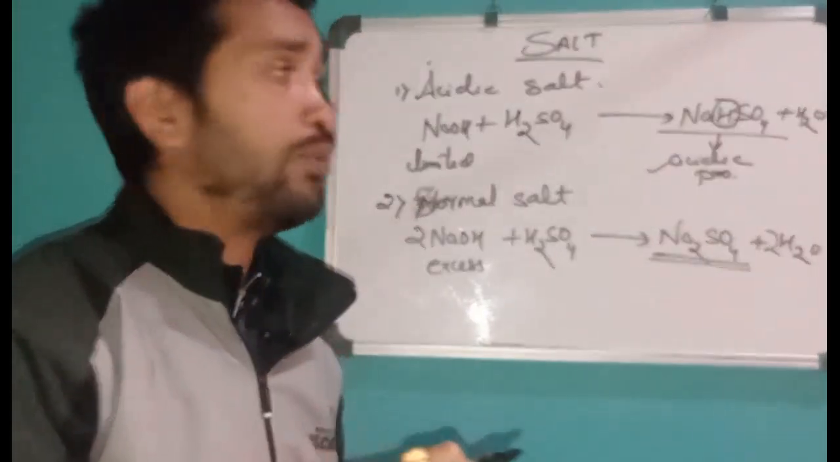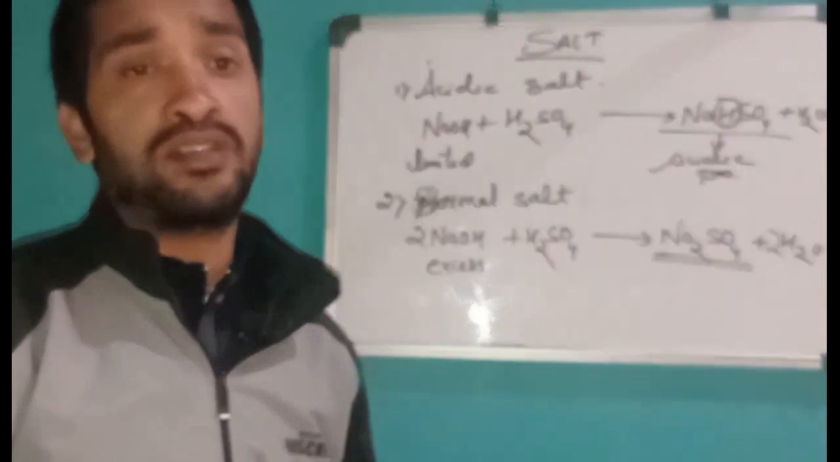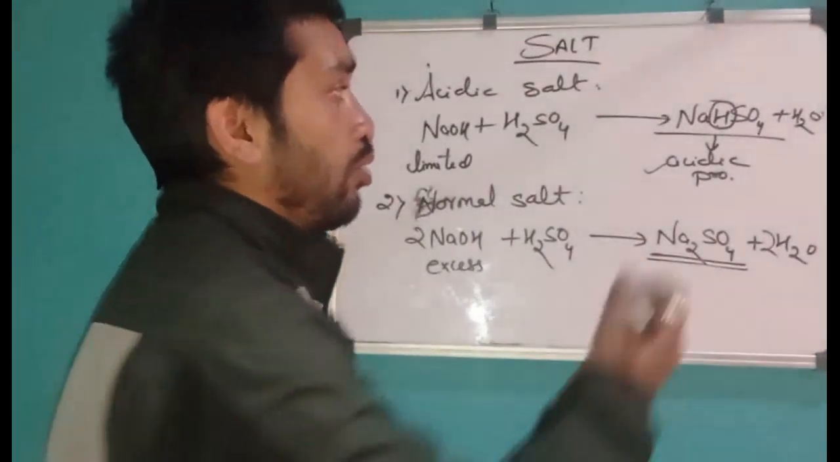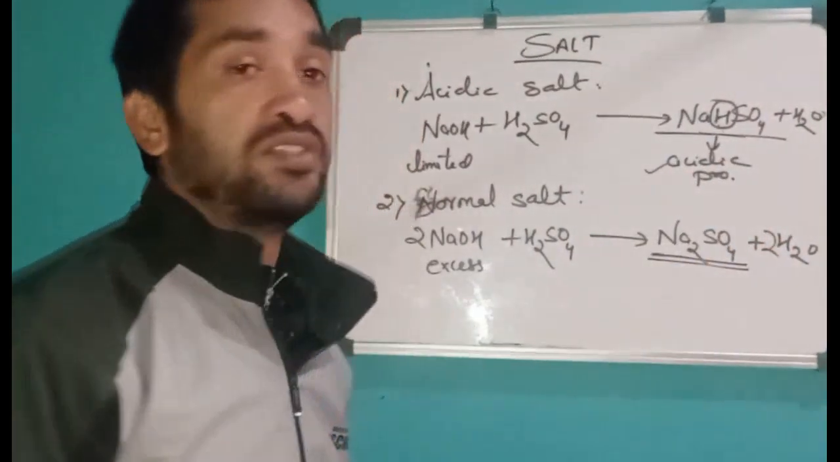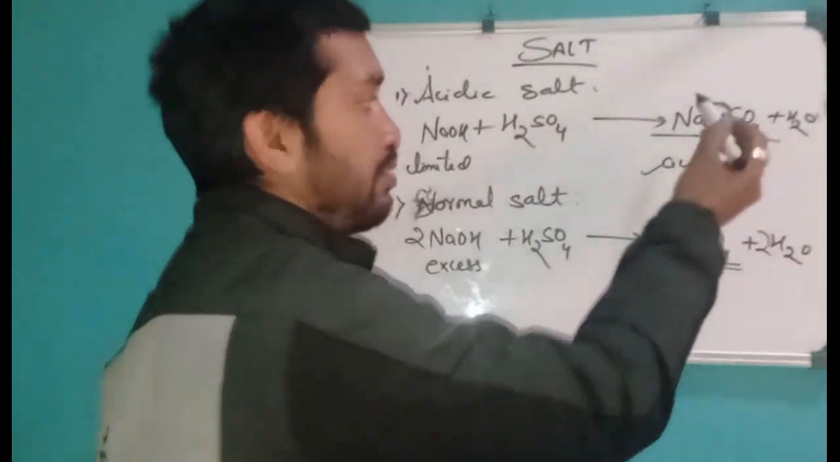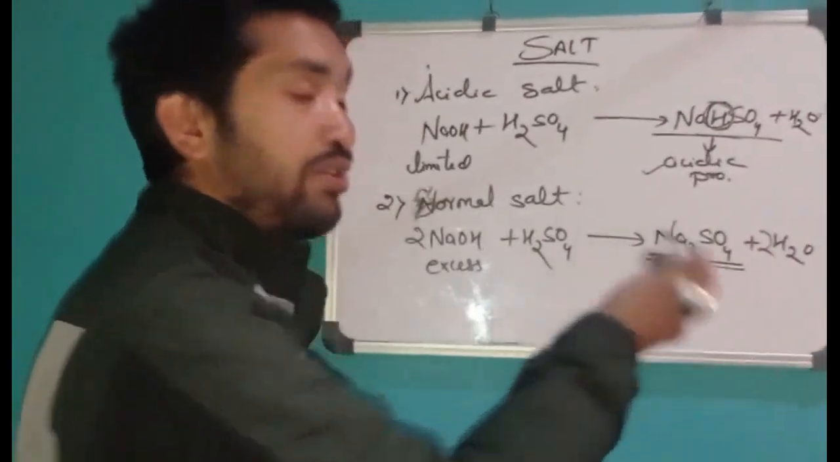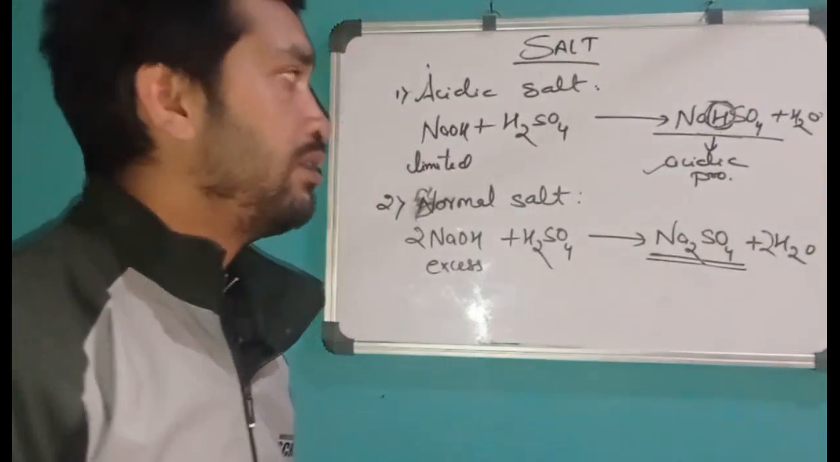If you look into the formula, you will easily identify whether it is acidic salt or normal salt by just checking whether H part is there or not. Here H part is there, acidic salt. H part is not there, it's a normal salt.